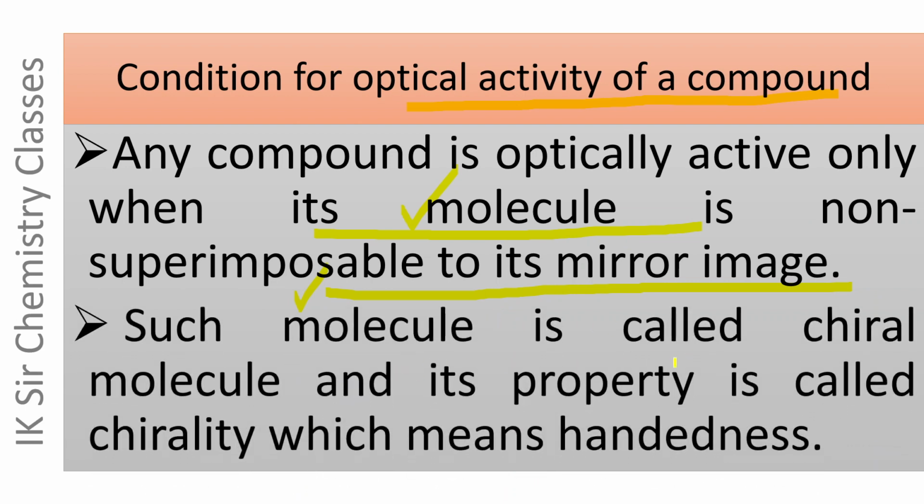Such a molecule is called a chiral molecule, and its property is called chirality. The word chirality means handedness, hand-like. The molecule which is non-superimposable to its mirror image is called a chiral molecule, and its property is called chirality, which means handedness, hand-like.